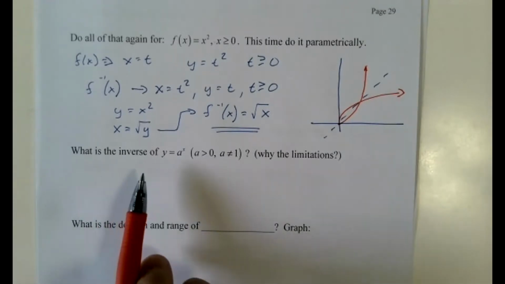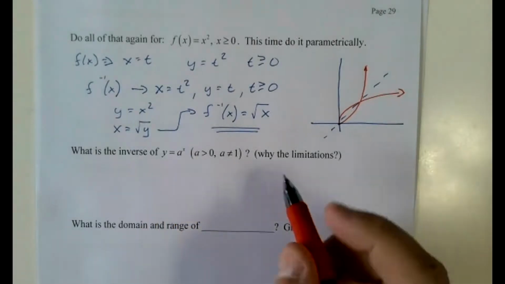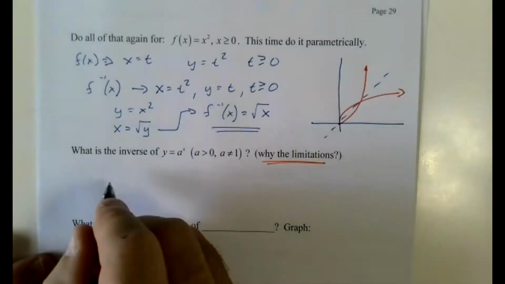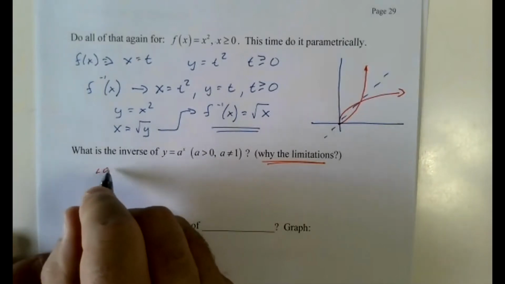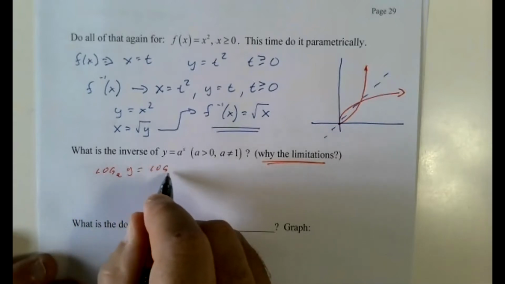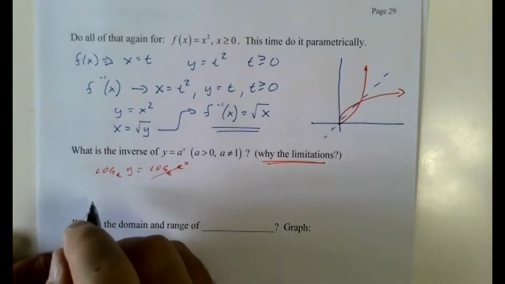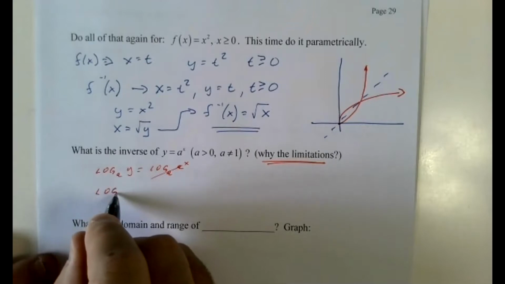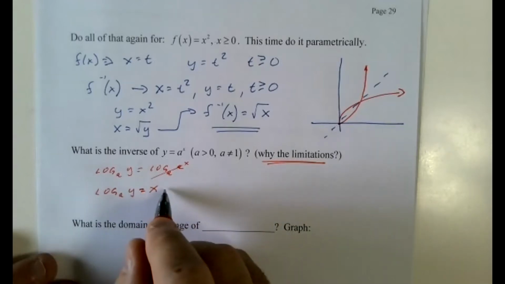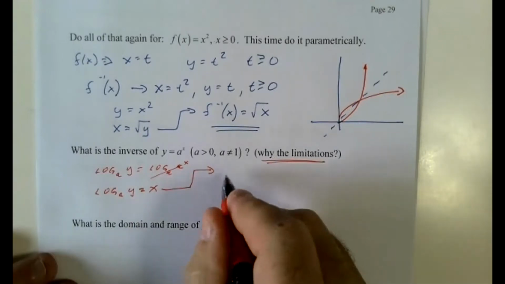All right. What's the inverse of y equals a to the x? Well, a has to be greater than 0 because you can't have a negative base. That's why the limitations. And how would we do the inverse? Well, this is where logarithms come in. So we would have log, and we use a base of a. Because these cancel, we're left with x. So log base a of y equals x. That's our inverse. Remember, we do that little trick where we flip them and then we say the inverse, in other words.